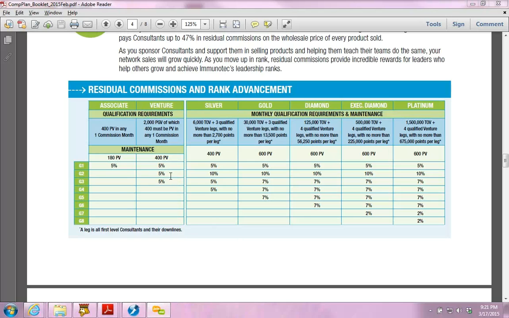You're going to get paid 5% on all those people, some of whom down the line you won't even know unless you make a point to call them and say hello, because somebody else is going to sign them up and going to know them. In order to get paid on those 3 generations of people, you'll see where it says maintenance here, maintenance of 400 PV. So you need to buy 400 volume points worth of product.